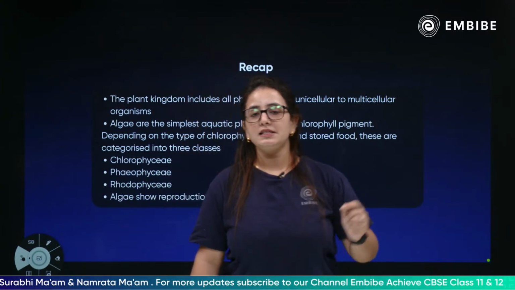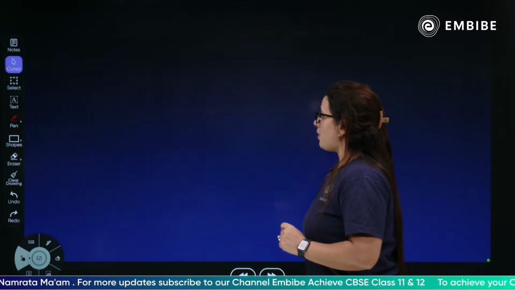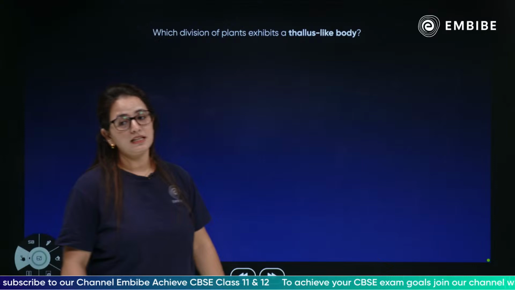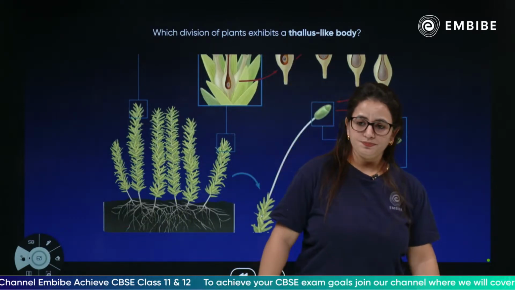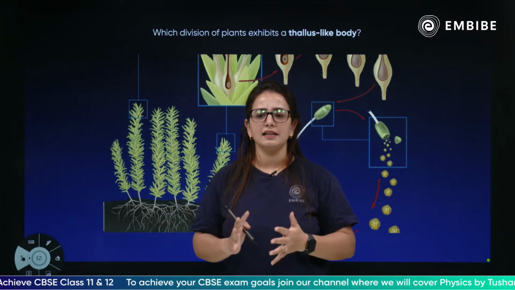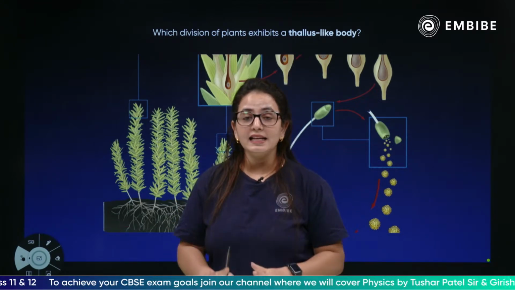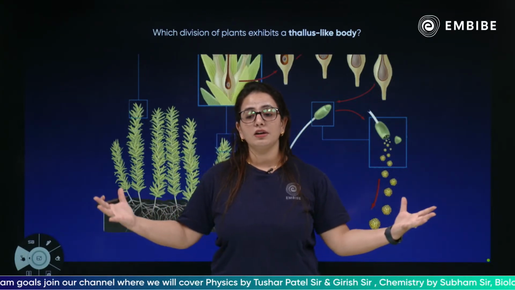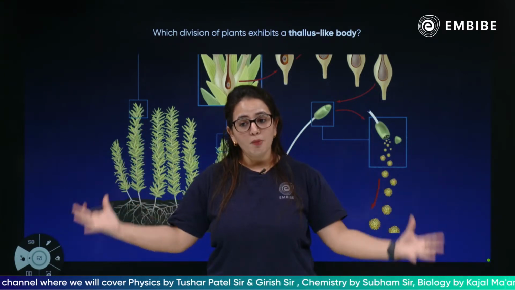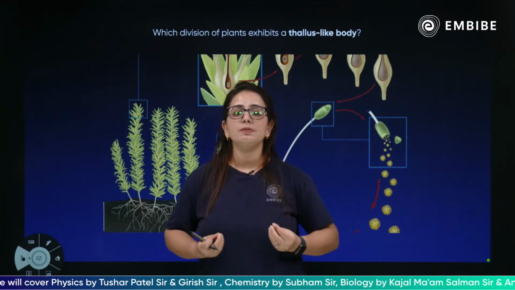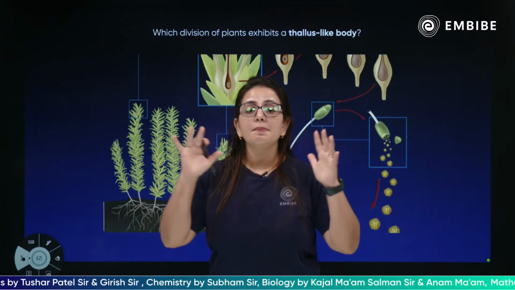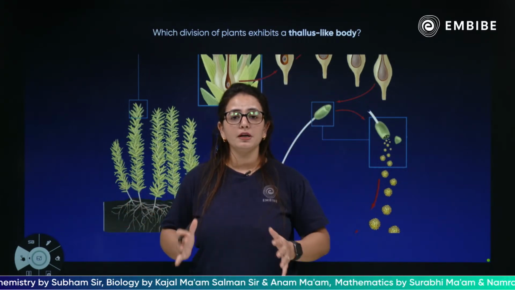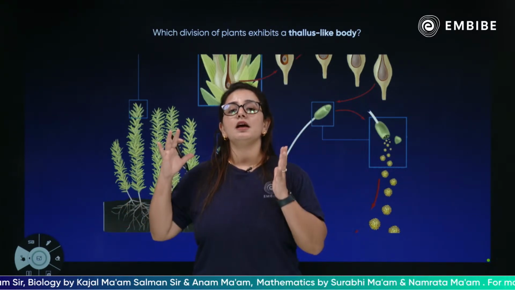Talking about the bryophytes, let's start with the very first question, children. Which division of plants exhibits a thallus-like body? Children, talking about the algae, as you know, the algae typically have a thallus-like organization. And why do we say thallus-like organization? Because the whole plant body is not differentiated into root, stem, and leaves. They might have characteristics similar to root, stem, and leaves, but they do not have a proper root, stem, and leaves, just like the higher plants.